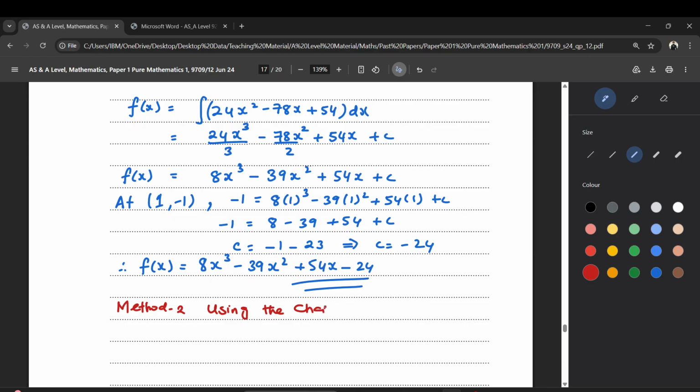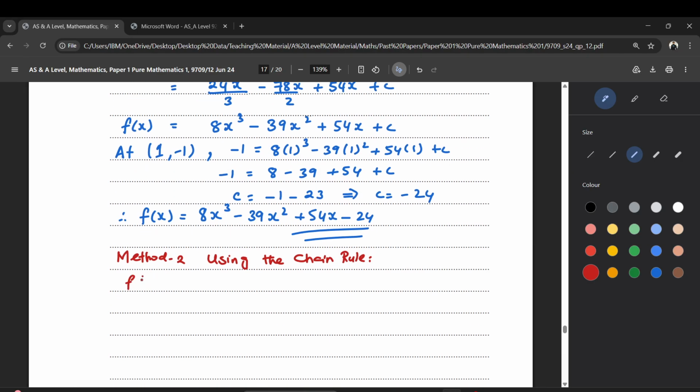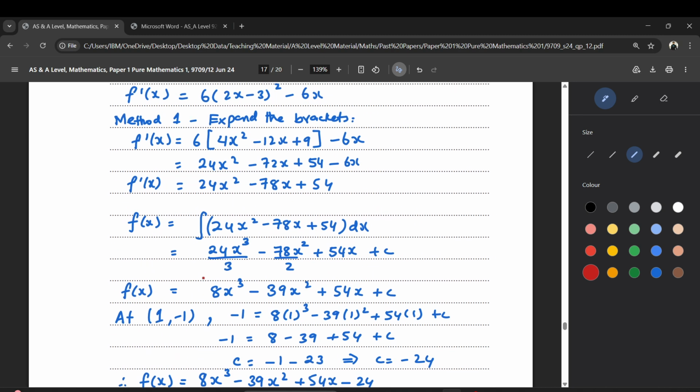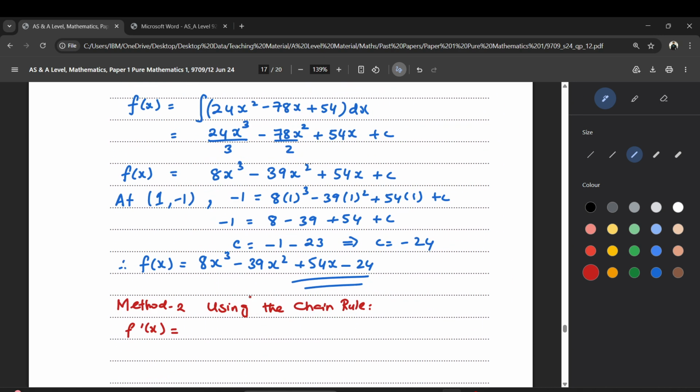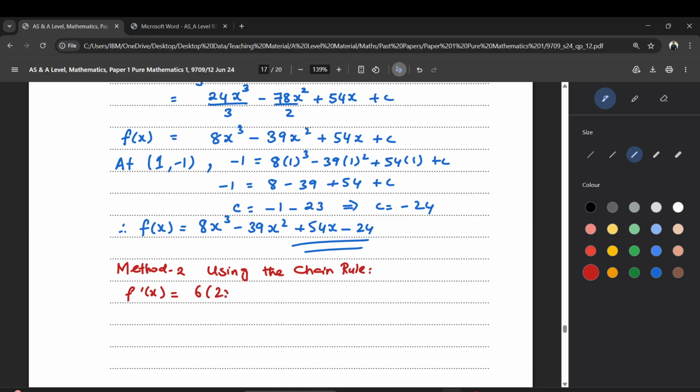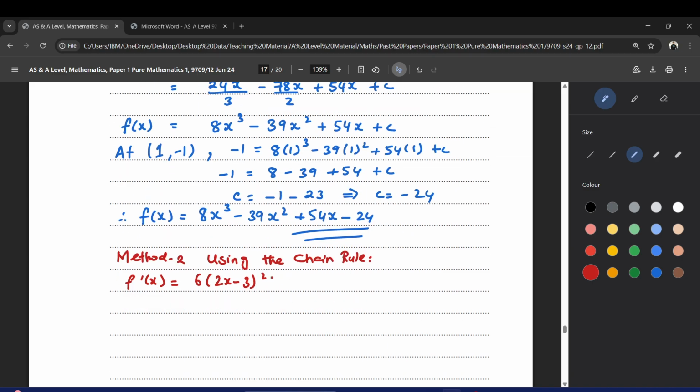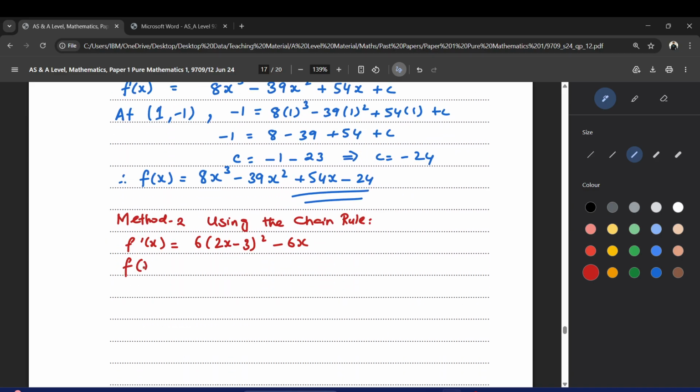Using the chain rule. So let me write down what is f dash x. Originally it was 6 times (2x minus 3) whole squared minus 6x. If I want to integrate this, if I want to find f of x, that means I have to integrate this function with respect to x.